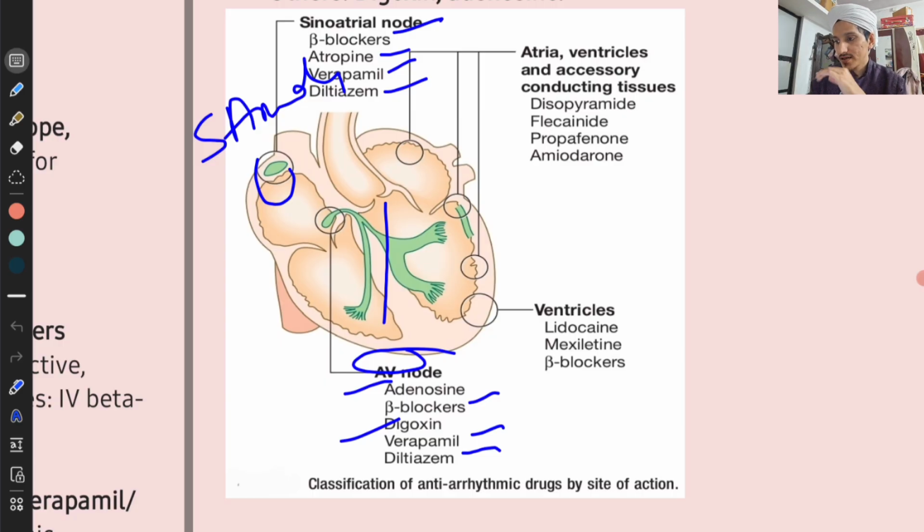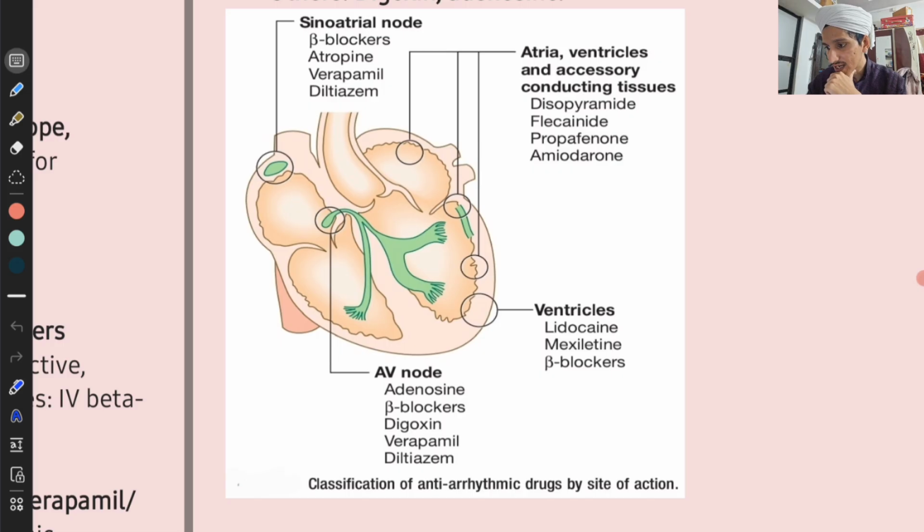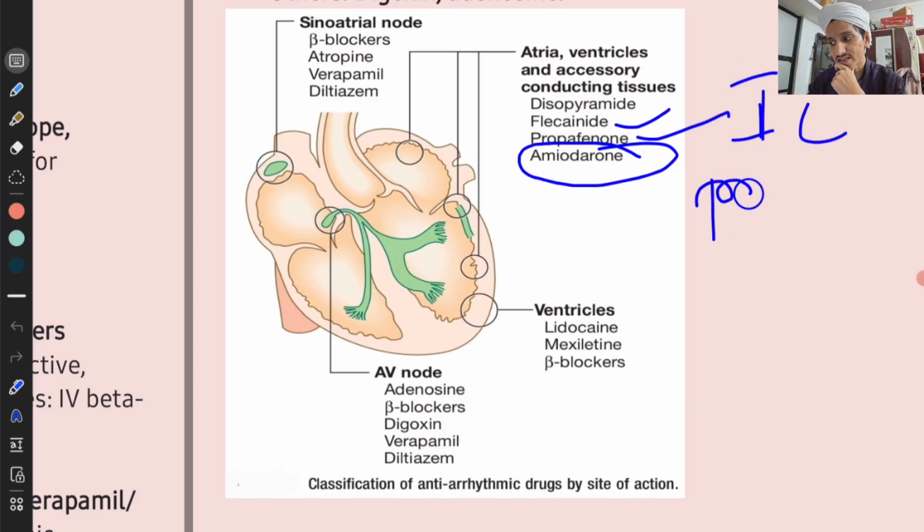Now, which drugs act in the atria, ventricles, and accessory conduction tissue? This is important. Amiodarone has an effect on accessory conduction tissue. Flecainide and propafenone also can be used. These are 1C drugs, but they are proarrhythmic and should not be used in structural heart disease patients. So basically you can use amiodarone.